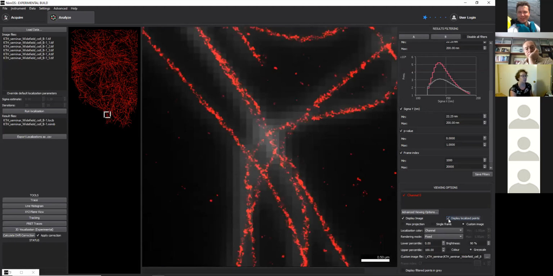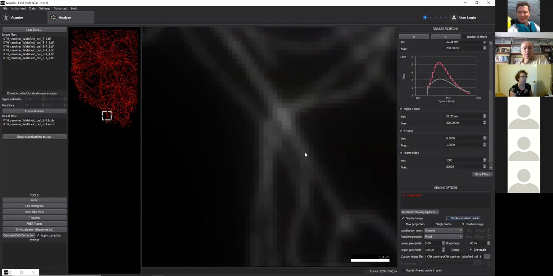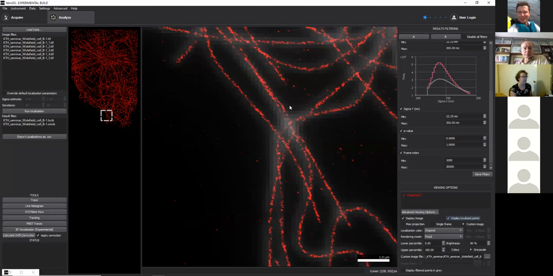But if we turn on the DStorm image, now we can very clearly see that in this one location, which originally looked like it could be one microtubule, we can actually see two crossing each other. Here we can again see that in this location, there's actually more than two microtubules. There's 1, 2, 3. And here again, there's several at this intersection.